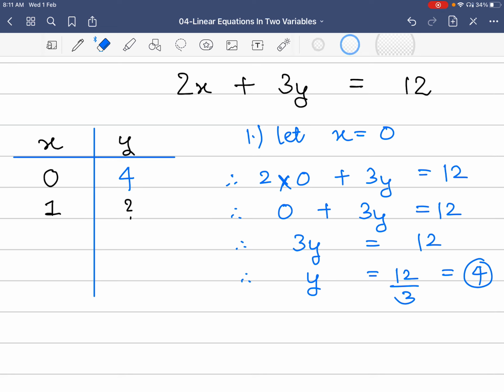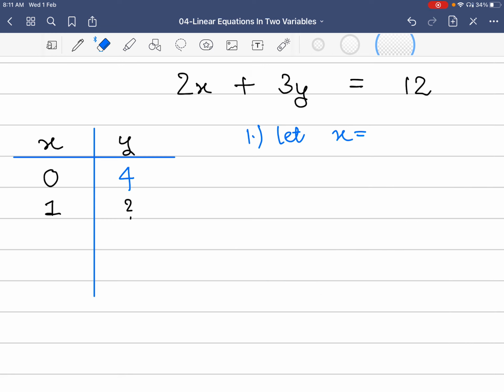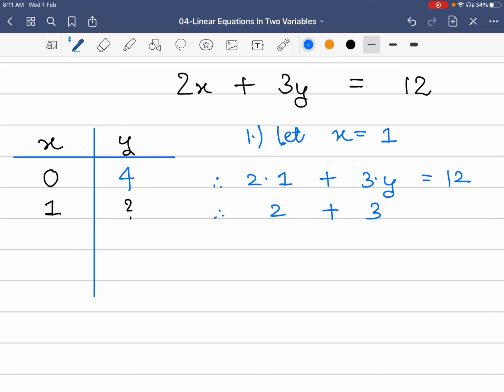So quickly, let's erase this. Now we have to take let x be equal to 1. Now again substituting in the given equation, we will get 2 into 1 plus 3 into y as equal to 12, and therefore 2 into 1 is 2 plus 3y is equal to 12. Now subtracting both the sides of equation by 2, we'll get 3y as equal to 12 minus 2, that is equal to 10.